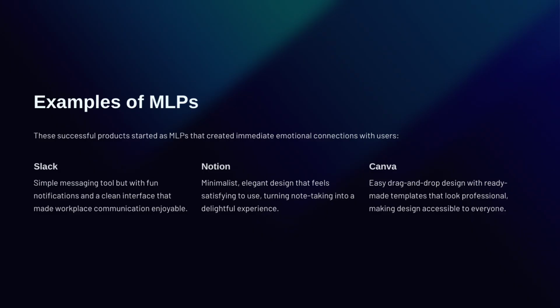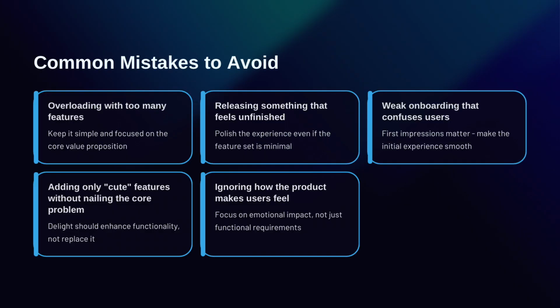It wasn't usually one massive delight feature. So it's often the subtle things. Often, yes. It's the quality of the interaction, removing friction, maybe a clever bit of copy, a smooth animation. It's the sum of those small, thoughtful parts on top of a solid core. It sounds like a great strategy, but like anything, I imagine it's easy to get wrong. What are some common traps people fall into when trying to build an MLP?